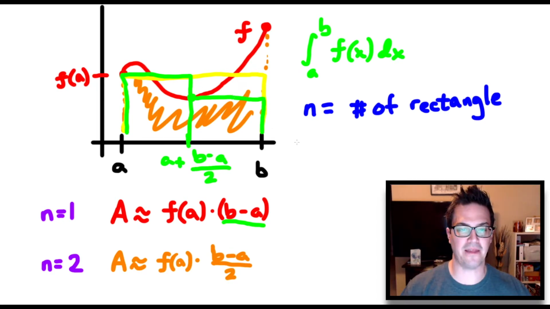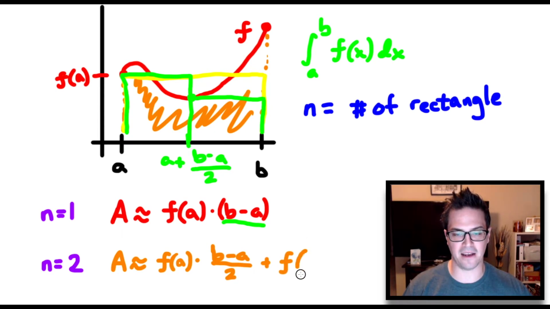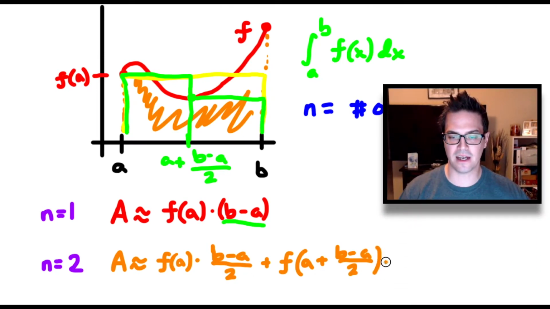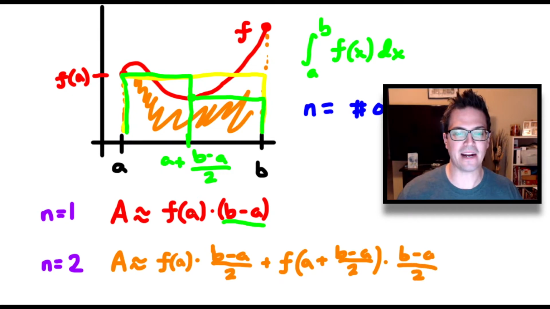Then we add that second rectangle, and that's f of, this time, A plus B minus A all over 2, times the width. The width is the same thing as this B minus A over 2 right here, so I'll write that in because we have equal width. We don't need to bother with anything else. So right there we have the area approximation if we're using two rectangles.